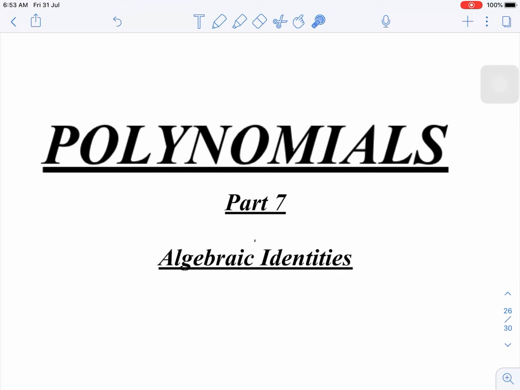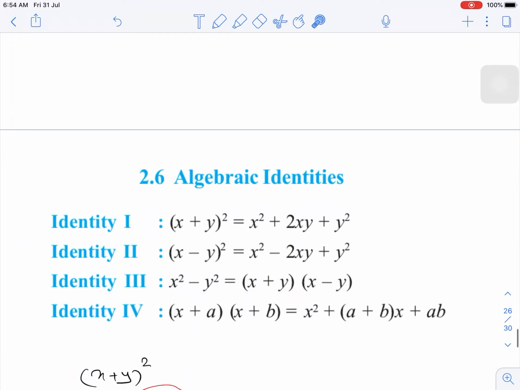Today we are going to learn about algebraic identities. You have already learned these in class 8. Today we are just going to revise them and solve some extra examples on these identities. In short, we can say that we are making some formulas. Now let us see some of the identities.